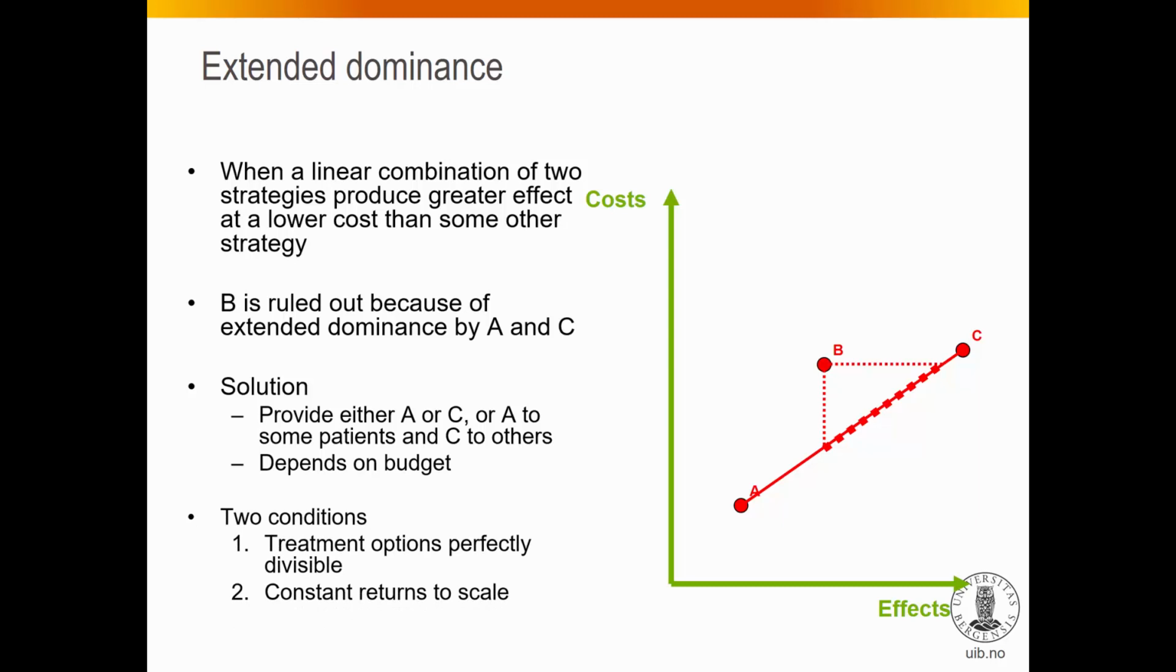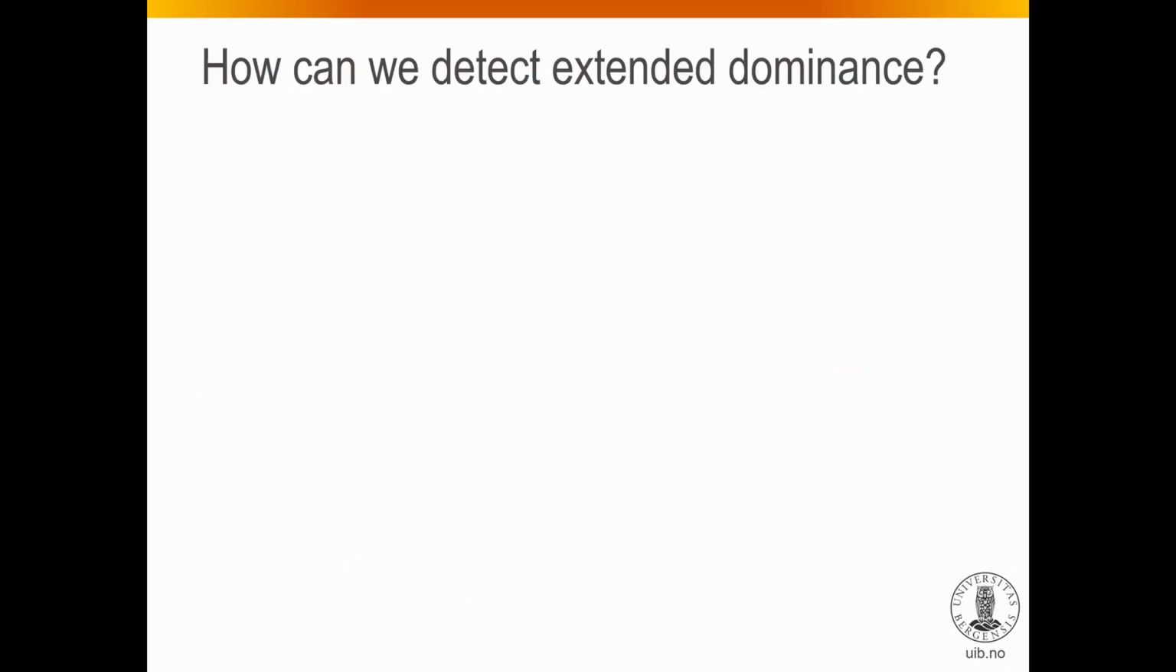So there are two conditions for this approach. First, that the treatment options are perfectly divisible and that there are constant returns to scale. So there are not economies of scale of giving only A or only C. How can we detect the extended dominance?